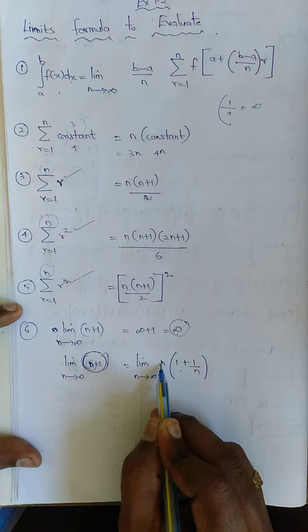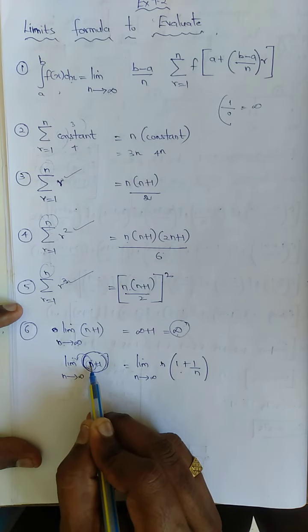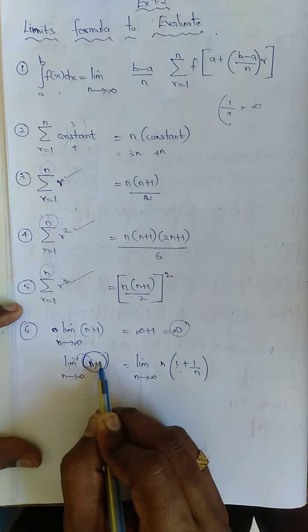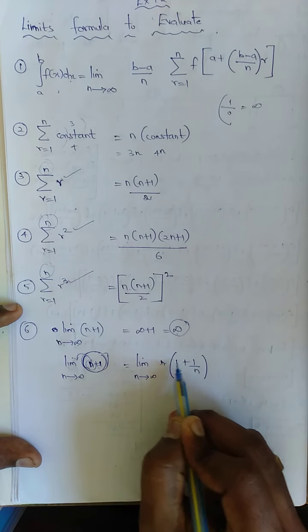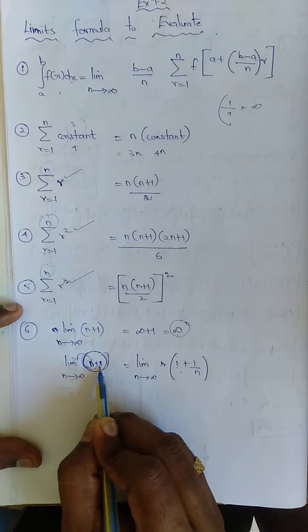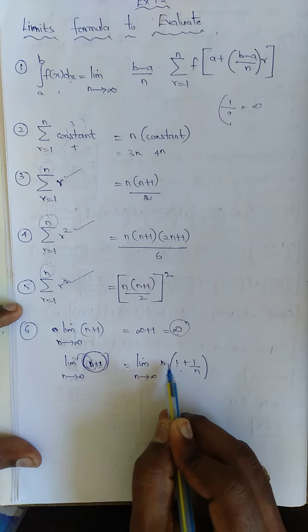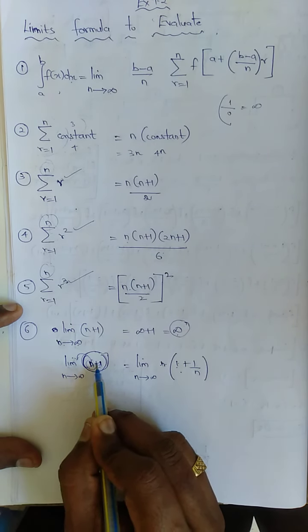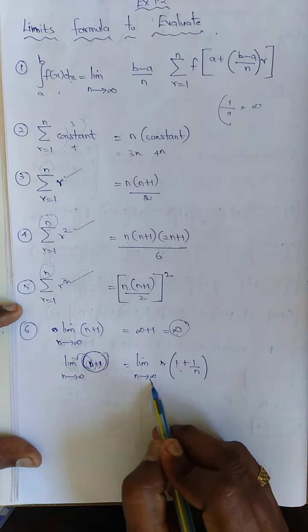If I take n outside, this will become 1, and this will become 1 by n. If you want, you can multiply: n into 1 is n, this n is multiplied, n cancels, and the answer is 1. So if I take n outside, it becomes n into 1 plus 1 by n. Then you can apply the infinity.